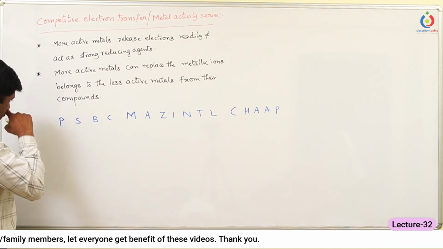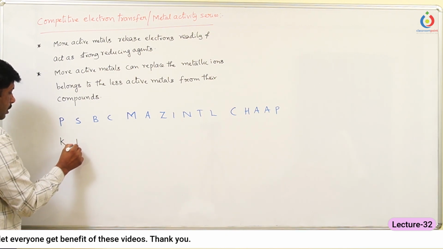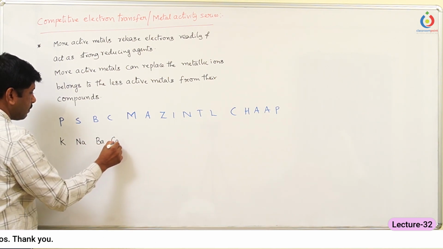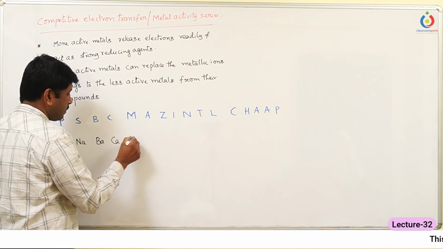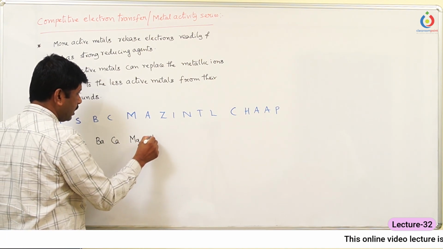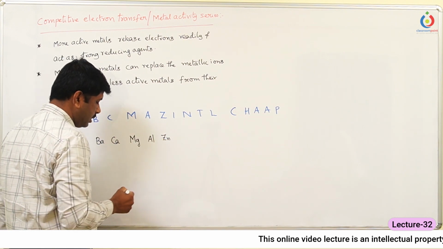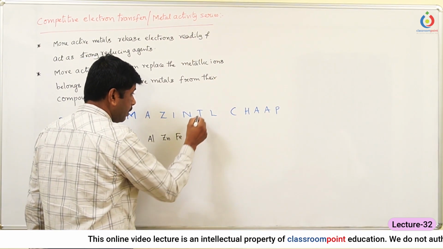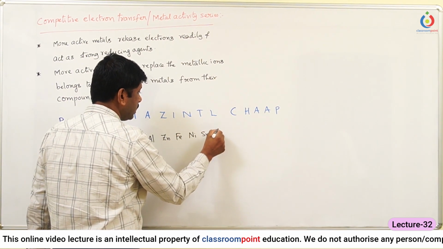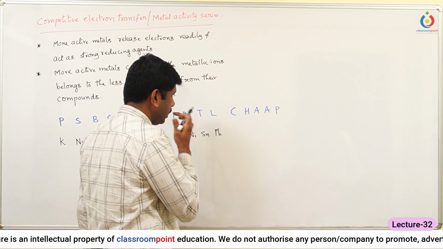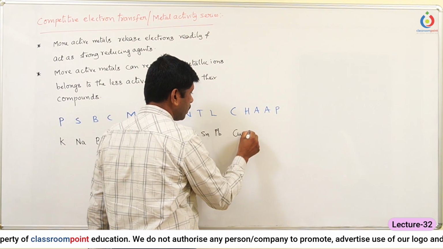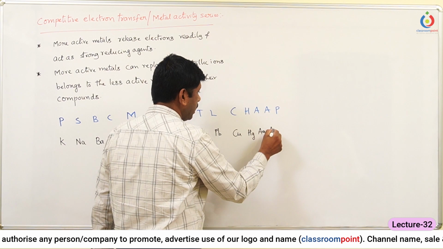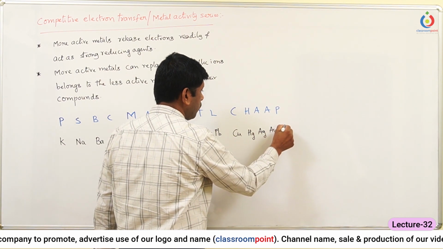This notation says that P stands for potassium, S stands for sodium, B stands for barium, C stands for calcium, M stands for magnesium, A stands for aluminum, whereas Z stands for zinc, I stands for iron, N stands for nickel, T stands for tin, whereas L stands for lead. Here C stands for copper, H stands for mercury, A stands for silver, another A for gold, and another one is platinum.